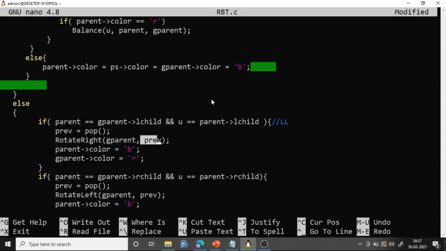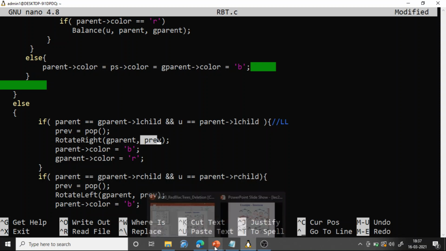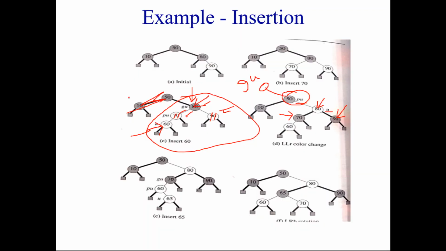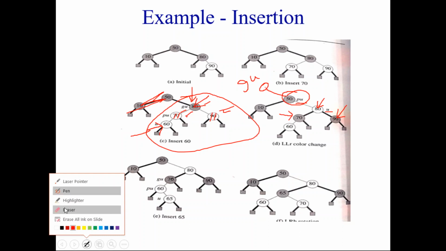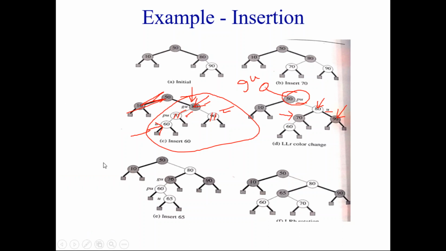So after rotating, what will happen? This is an LL imbalance, so if you recall, it is something like this. There is a node here. This is GP. GP can be either red or black in color, we are not bothered. There is another node P. This P is red in color.